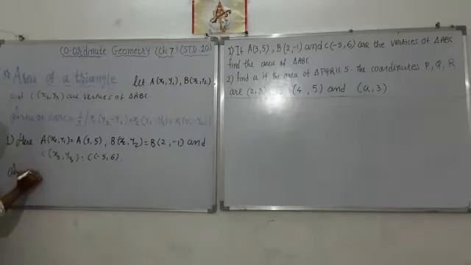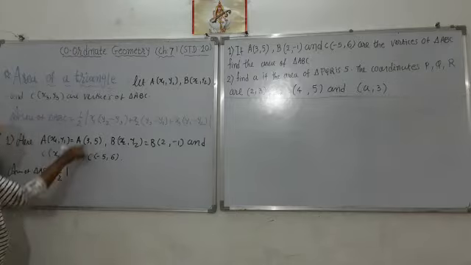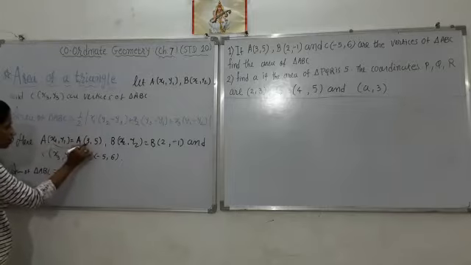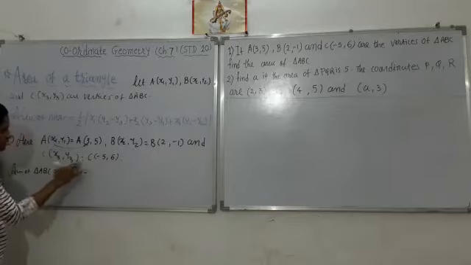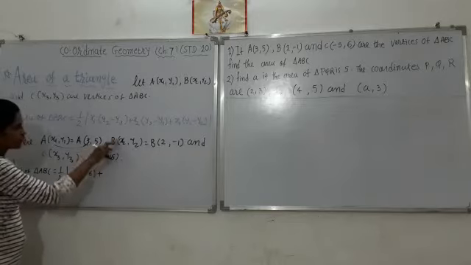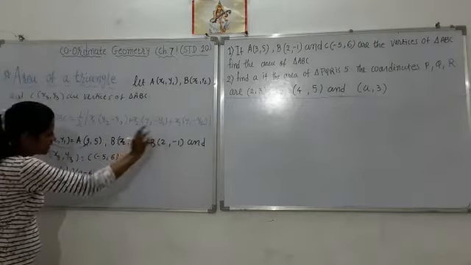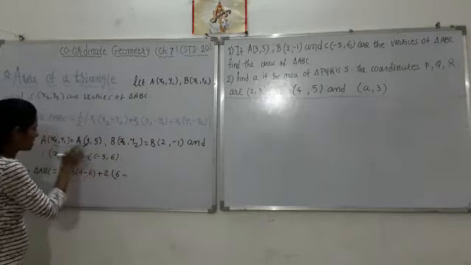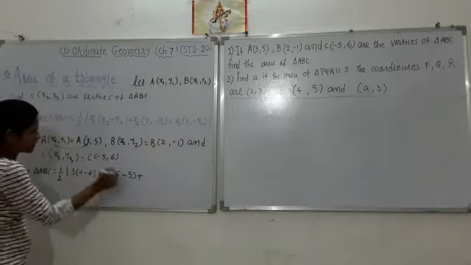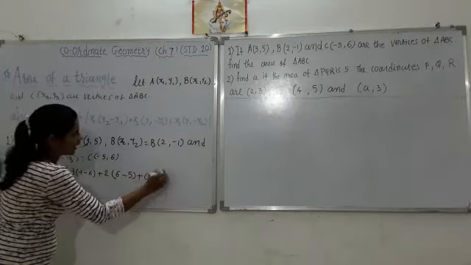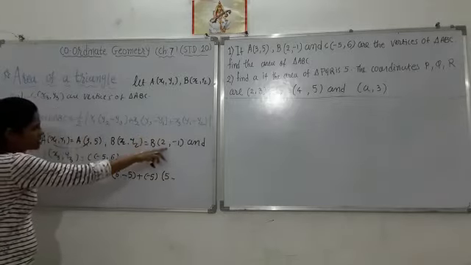So area of triangle ABC is equal to half. You write here x1. The value of x1 is 3. Then y2 is minus 1 and y3 is 6. Then you have to write the x2 value. x2 value is 2, in bracket y3 minus y1. So y3 is 6 minus y1 is 5. Then x3 value is minus 5, and y1 minus y2. So y1 value is 5 minus y2 value is minus 1.